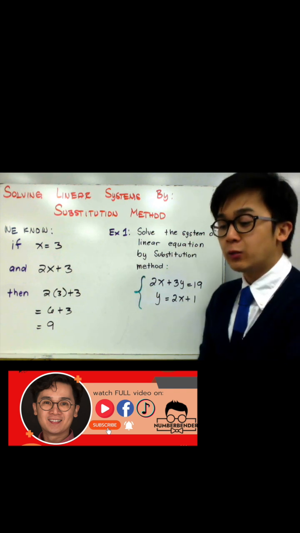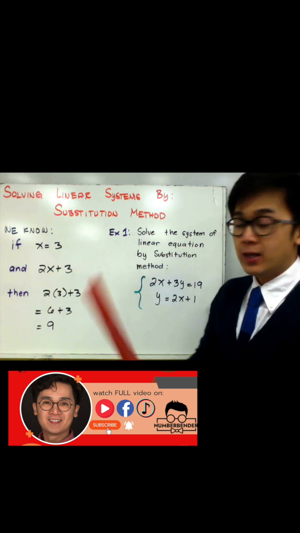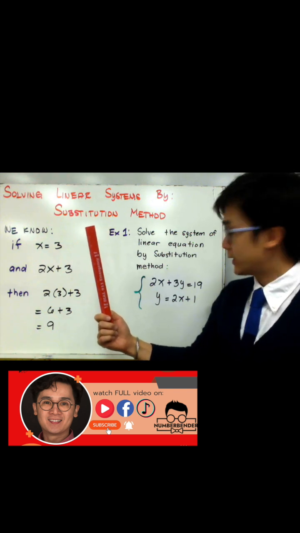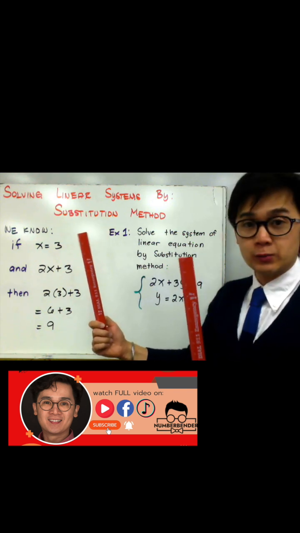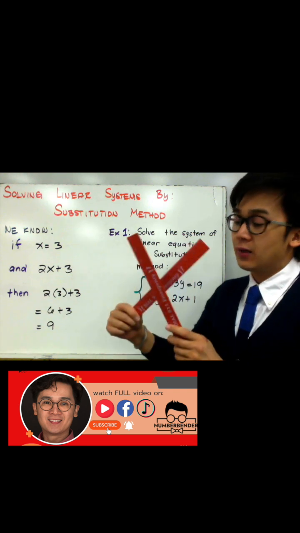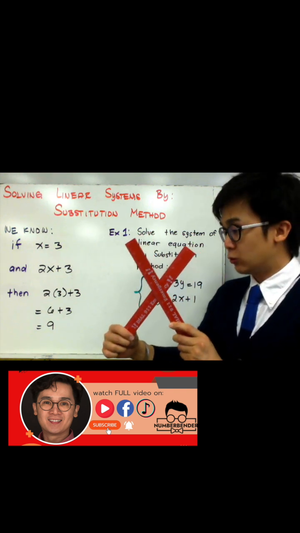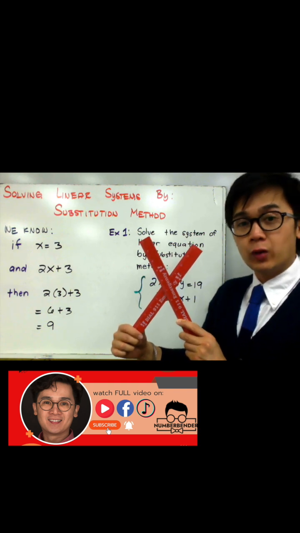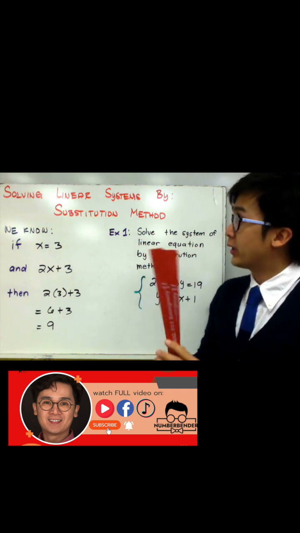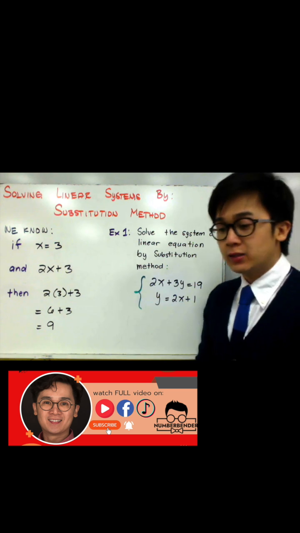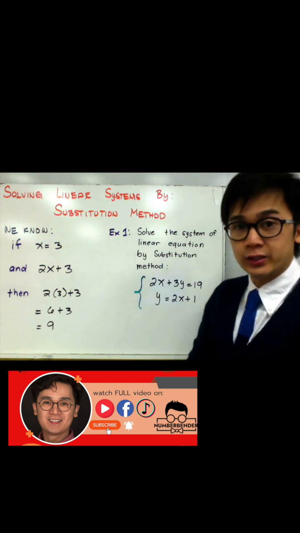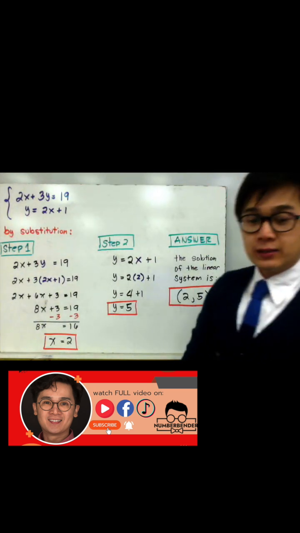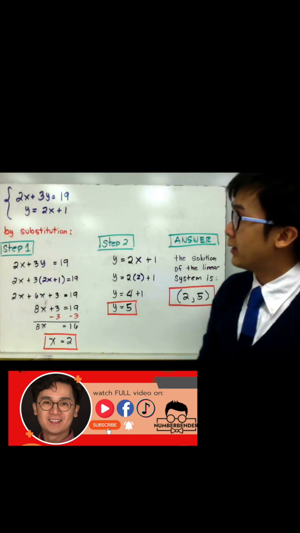Now conceptually, we know that in solving a linear system, given that this is line 1, let's say this is 2x + 3y = 19 and this is y = 2x + 1, if we find the point of intersection of these two lines, we'll be able to find the solution of our linear system. But this time, we are no longer seeing the graph, but we are using the substitution method in solving for the solution of our linear system. Now in this linear system, we have line 1 and line 2.